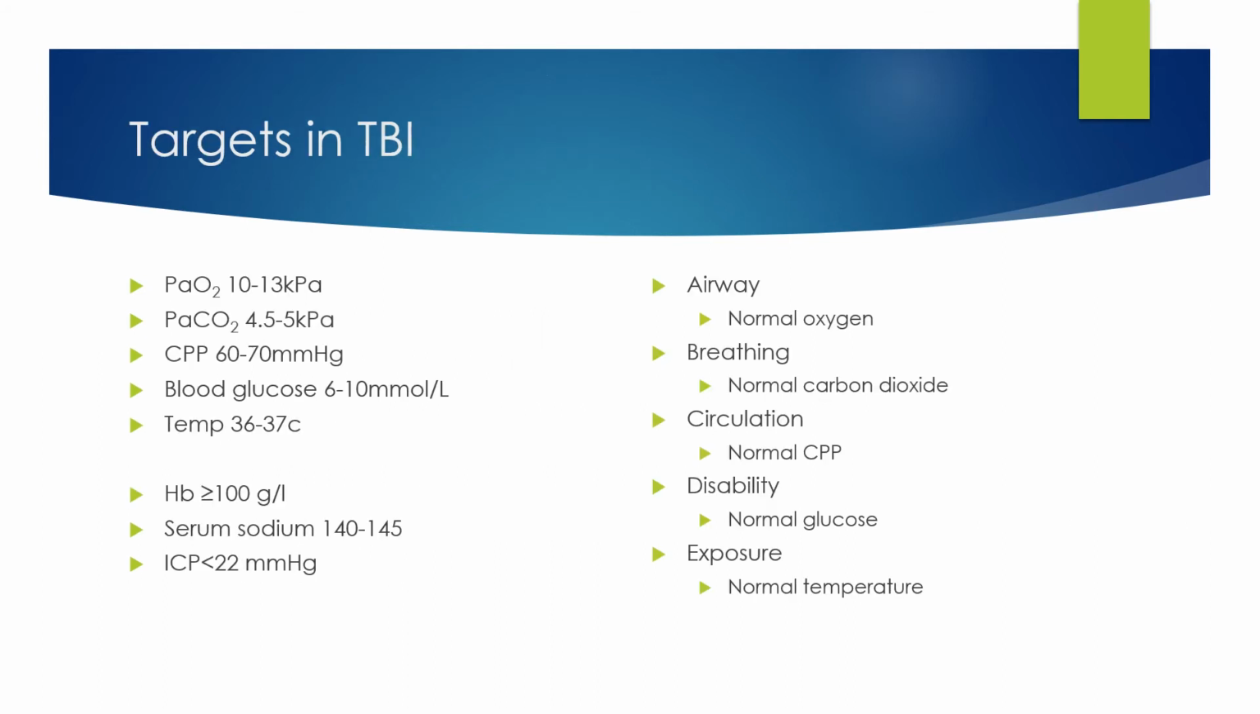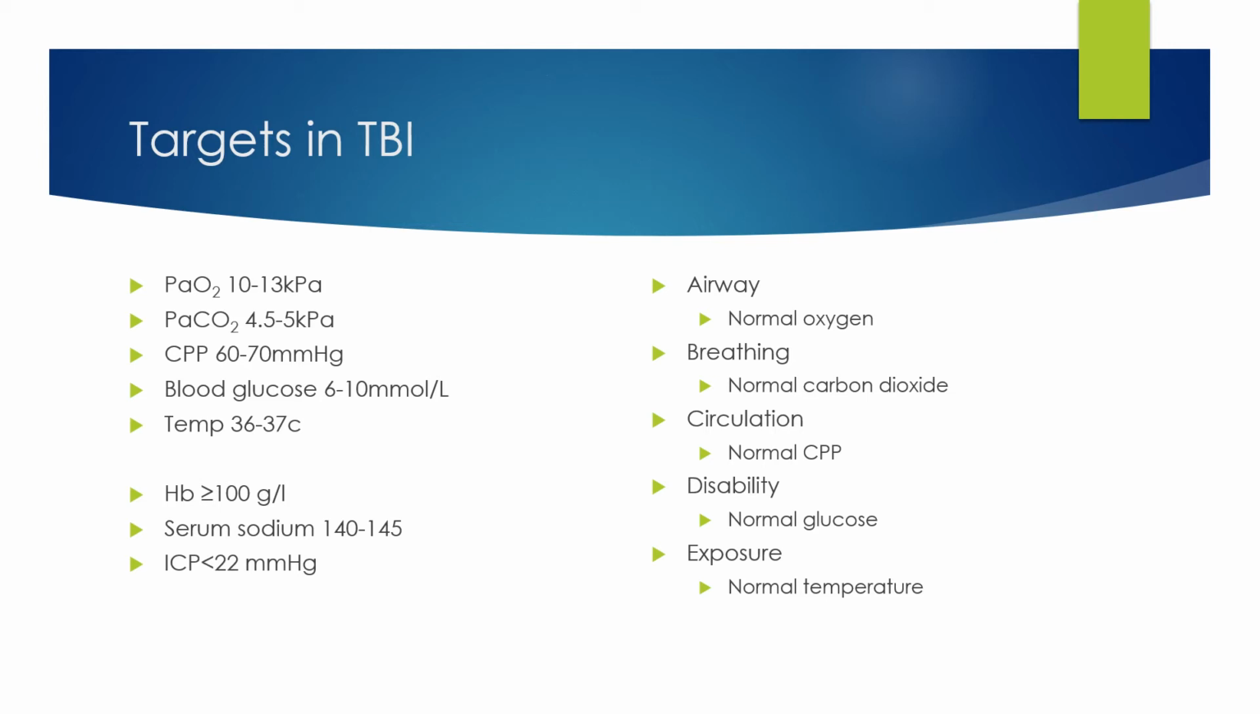When you're looking at physiological targets on traumatic brain injury, things are actually very straightforward because what you're after is normality. If we look at the airway, what you're after is normal oxygen levels. A PaO2 between 10 and 13 kilopascals is absolutely sufficient for your patient. When it comes to breathing, we look for normal carbon dioxide levels, or more specifically, lower end of the normal range. And that's typically values between 4.5 and 5 kilopascals.